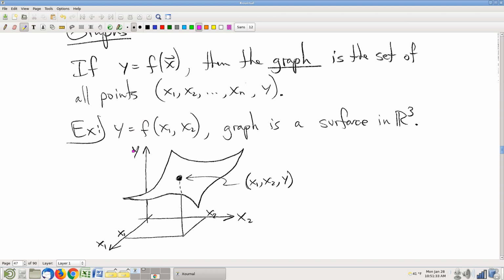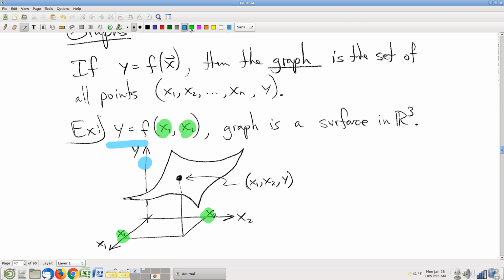Function from R2 to R1. Now, if I give you an x, let me use my colors more consistently. If I give you an x1 and an x2, you can take that x1 and x2 and plug it into the function. That gives you f, which then also gives you y, that being your y coordinate.